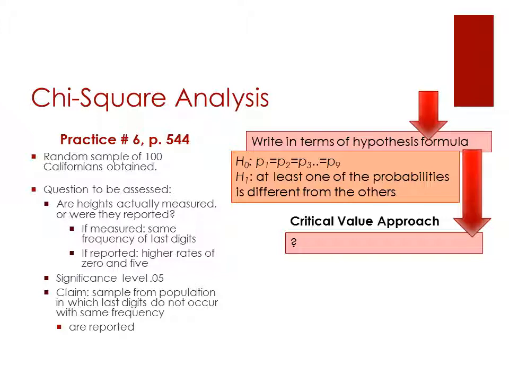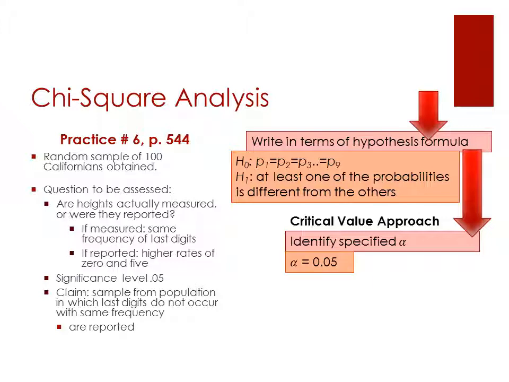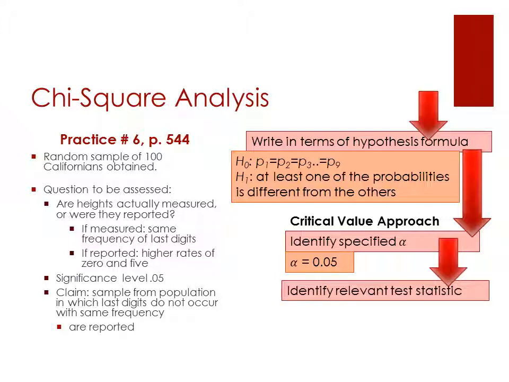And so now looking at the critical value approach, what's going to be my next step here? Well, we're going to need to identify the specified alpha. So what's going to be my alpha for this problem? The alpha is going to be 0.05, since again, alpha and significance level are the same thing. And then what's my next step? Well, I've got to identify my relevant test statistic.